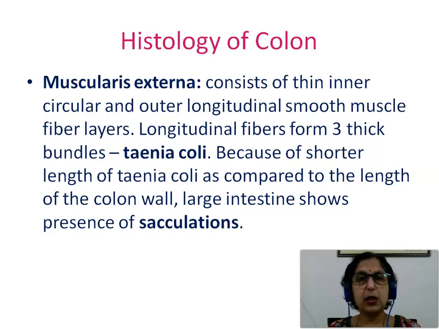The longitudinal fibers here form three thick bundles which are called the taenia coli. Because of the shorter length of the taenia coli as compared to the length of the colon wall, the large intestine shows presence of sacculations, which are nothing but dilatations or outpouchings seen in the wall of the colon in between the adjacent taenia coli.